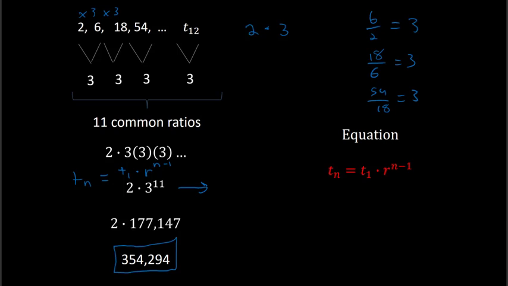So for example, given the same sequence, if we wanted to make it maybe a little simpler for multiple calculations, we take our equation and plug in everything except for n. So T1 is the first term, which is 2. Plug that in. The common ratio is what we're multiplying by, which was 3. So plug that in.